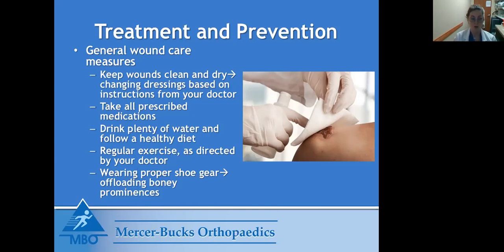and that can affect wound healing. And then wearing proper shoes is very important, especially in diabetic patients or patients that don't have good feeling to their feet, or patients that have decreased blood flow. Because if you wear ill-fitting shoes, you're more likely to have rubbing and trauma to bony prominences developing wounds.